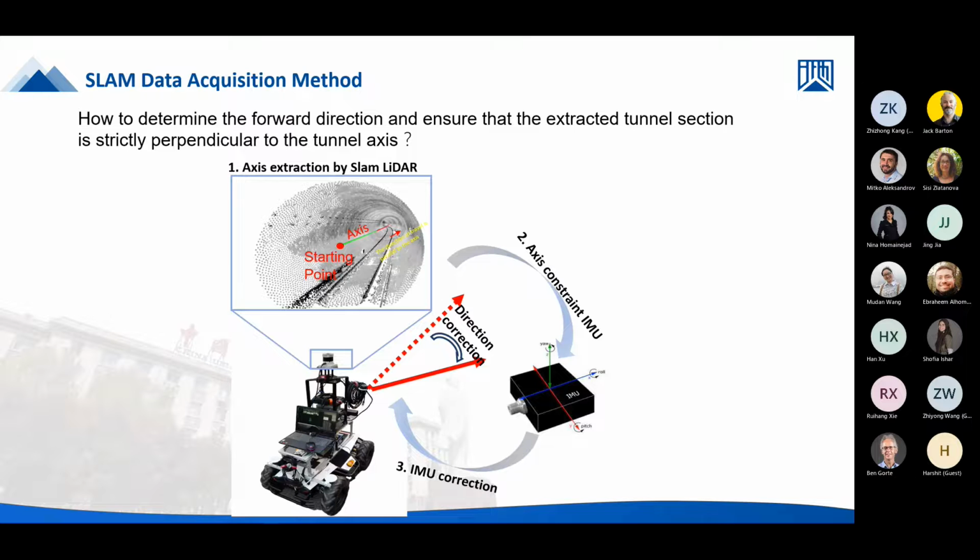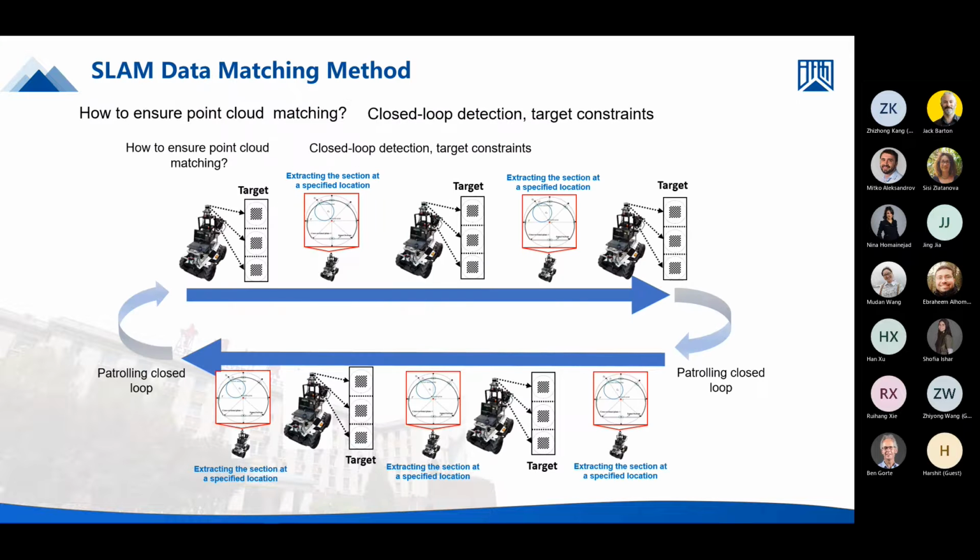Besides the data processing, we incorporate the IMU to try to extract a more accurate central axis and also the cross section. And this is the flowchart of the whole process.